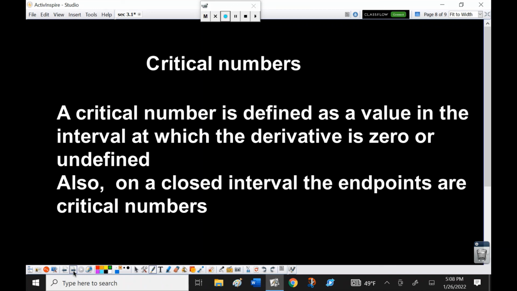Also, on a closed interval, the endpoints are critical numbers. You see, when you have a closed interval, you have endpoints, and you have to consider, are those the highest or the lowest values? Are they maximum extrema? Are they minimum extrema? So critical numbers are any places where extrema could exist. And one way you can tell is if they're endpoints, or if the derivative at those points is 0 or undefined.